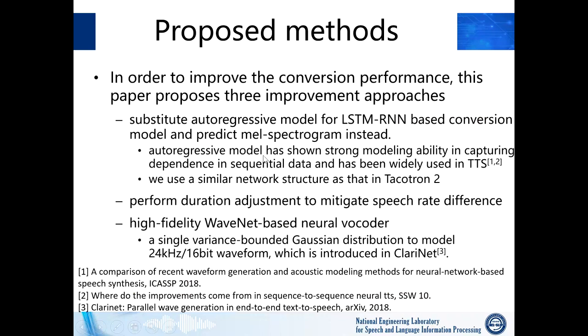Autoregressive models have shown strong modeling ability in capturing dependency in sequential data and have been widely used in TTS. So, we propose to substitute an autoregressive model for the LSTM-based conversion model and predict a mel spectrum instead. We use a network structure similar to that in Tacotron 2. To mitigate speech rate difference, we propose a duration adjustment strategy. Furthermore, we propose to use a high fidelity WaveRNN introduced in ClariNet as our neural vocoder, which uses a single variance bounded Gaussian distribution to model 24 kHz 16-bit waveform.